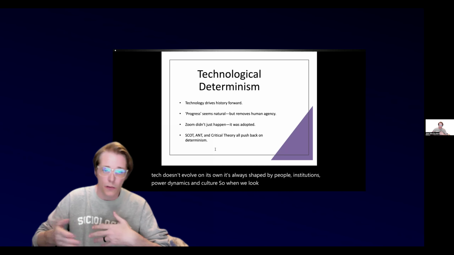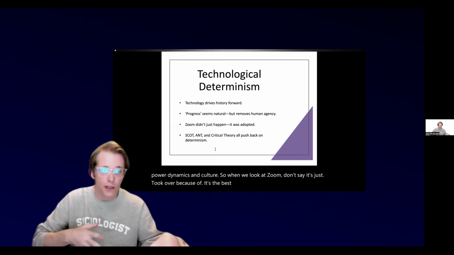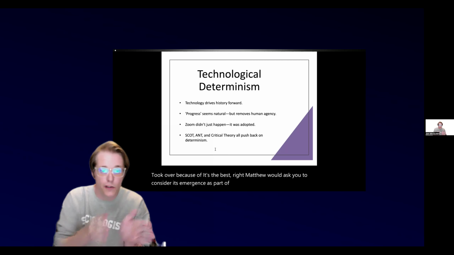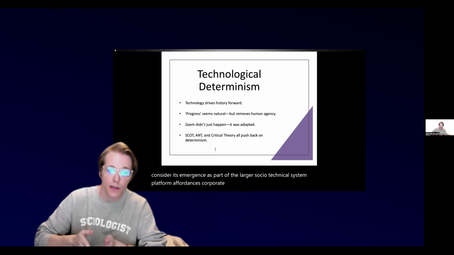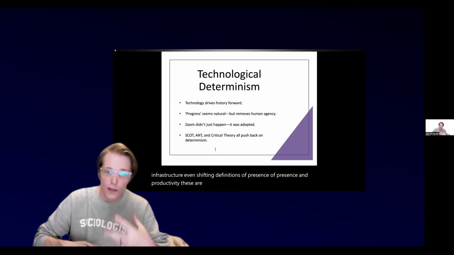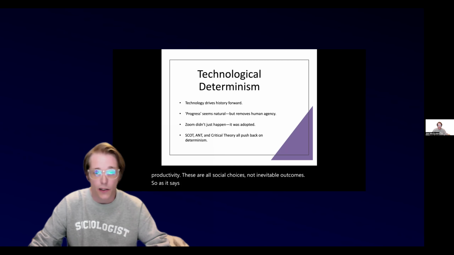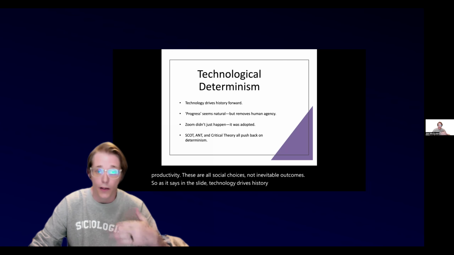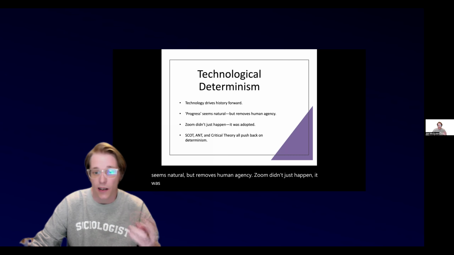So when we look at Zoom, don't say it just took over because it's the best, right? Matthewman would ask you to consider its emergence as part of the larger socio-technical system: platform affordances, corporate needs, pandemic responses, internet infrastructure, even shifting definitions of presence and productivity. These are all social choices, not inevitable outcomes. So, as it says in the slide, technology drives history forward. Progress seems natural, but removes human agency. Zoom didn't just happen, it was adopted. SCOT, ANT, critical theory, all push back on determinism.